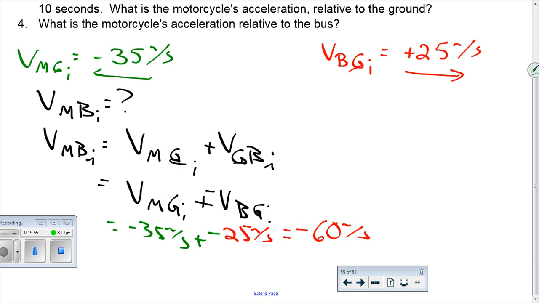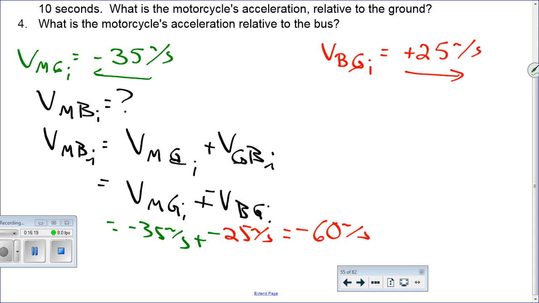So what does this mean? This is the velocity of the motorcycle relative to the bus. So if you're standing inside the bus, watching the motorcycle, to you, the motorcycle is going to get 60 meters away from you every second, and relative to you, it's moving west. Follow?